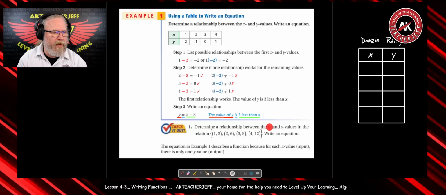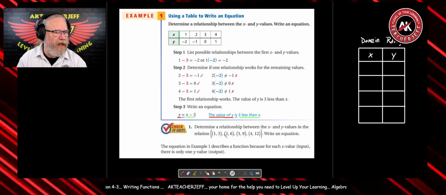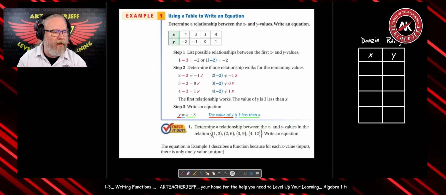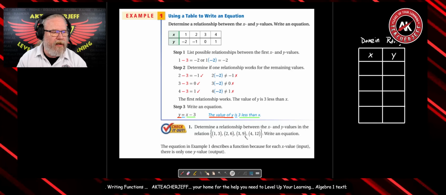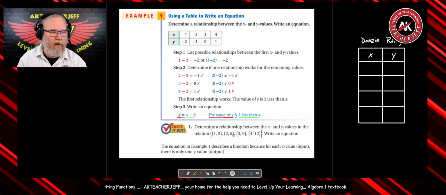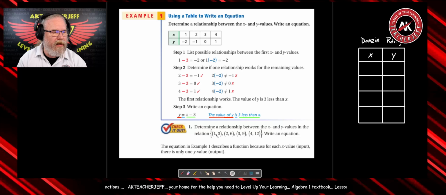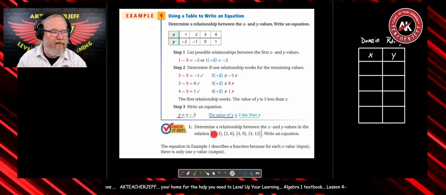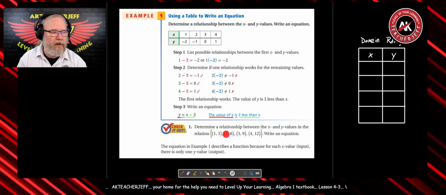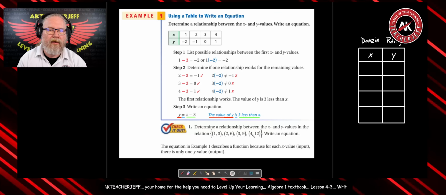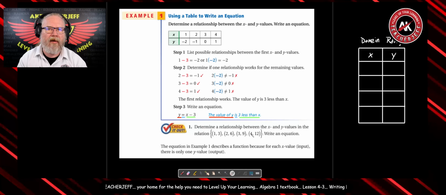Determine a relationship between the x and the y values in the relation. So here we have a couple of braces here, so we know that it's a set. We got some ordered pairs inside of that. We have 4 of them. And since they're ordered pairs, we know that our x values come first. So 1, 2, 3, and 4. Those are our x values, also known as our domain.